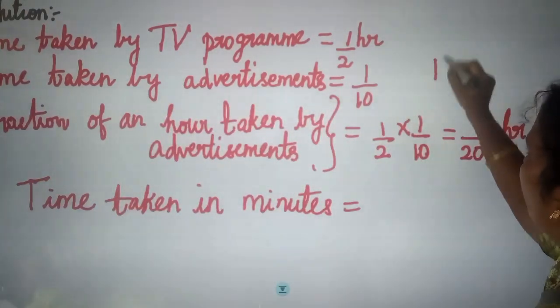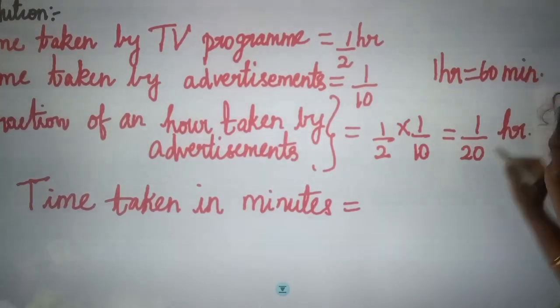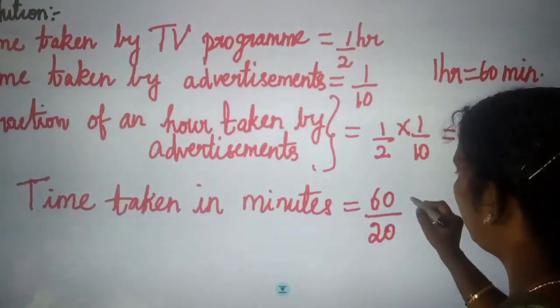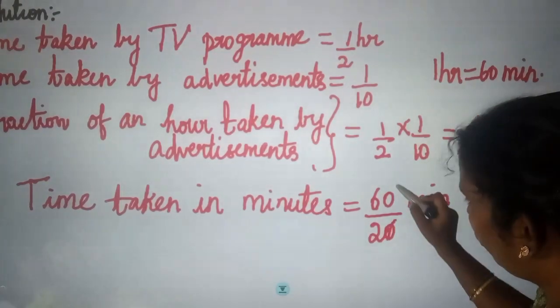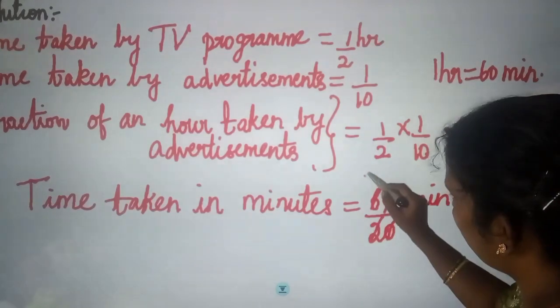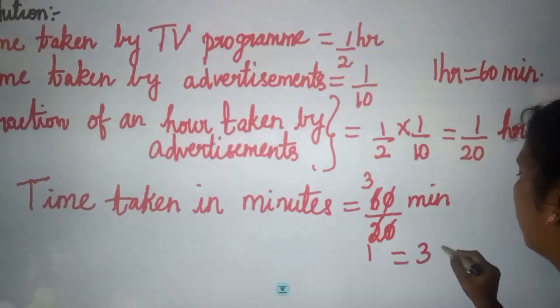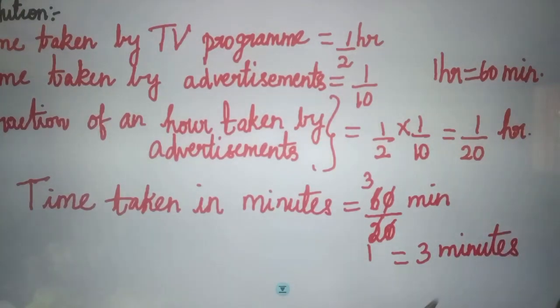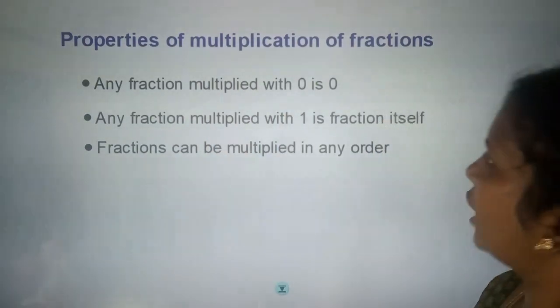See here, 1 hour is equal to how many minutes, ma'am? It is 60 minutes. Therefore, this 1 hour we are going to write as 60/20. Here, this hour is converted into minutes. Now, 0, 0 gets cancelled. 2 and 6 gets cancelled. 2 3s are 6, 2 1s are 2, 2 3s are 6. Therefore, the answer is 3 minutes. Therefore, the advertisement taken in minutes is 3 minutes. Is it clear, ma? Now, we are going to see some properties of multiplication of fractions.